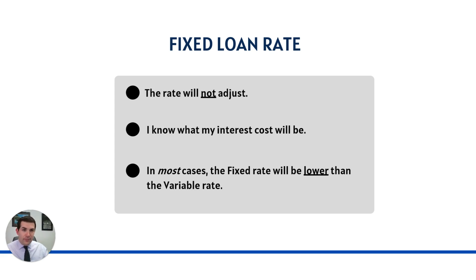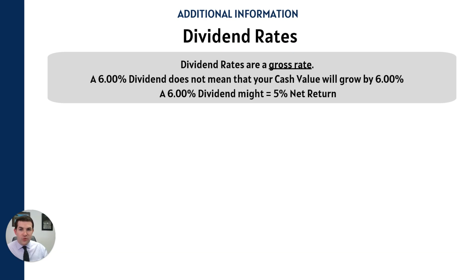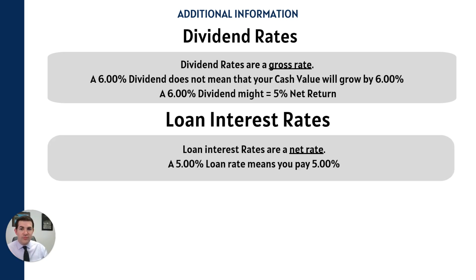So before we get into the numbers, a little bit of info that I think will be really valuable. When I look at dividend rates, anytime you see a dividend rate on a life insurance policy, know that that is always a gross rate, meaning a 6% dividend does not mean that your cash value is going to grow by 6%. A 6% dividend might equal a 5% net return. That's after I've had a policy for several years. Loan interest rates are net rates. A 5% loan rate means that you are going to pay 5%.